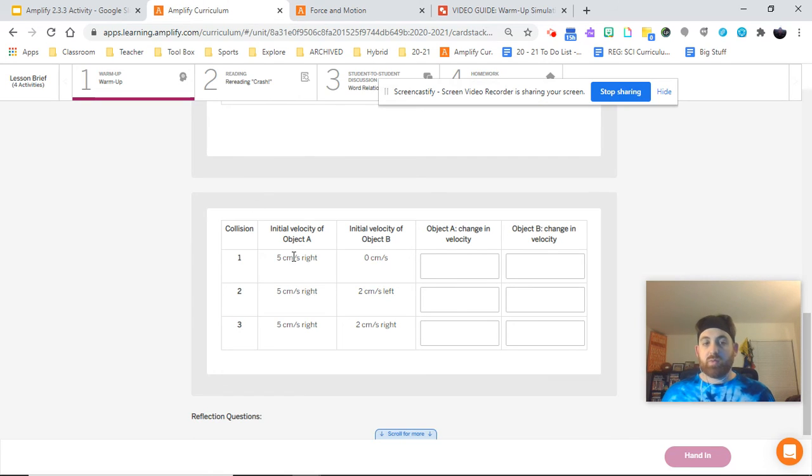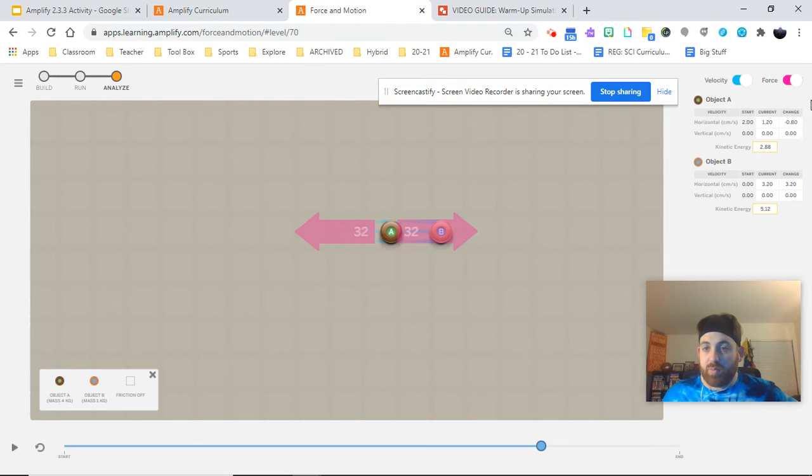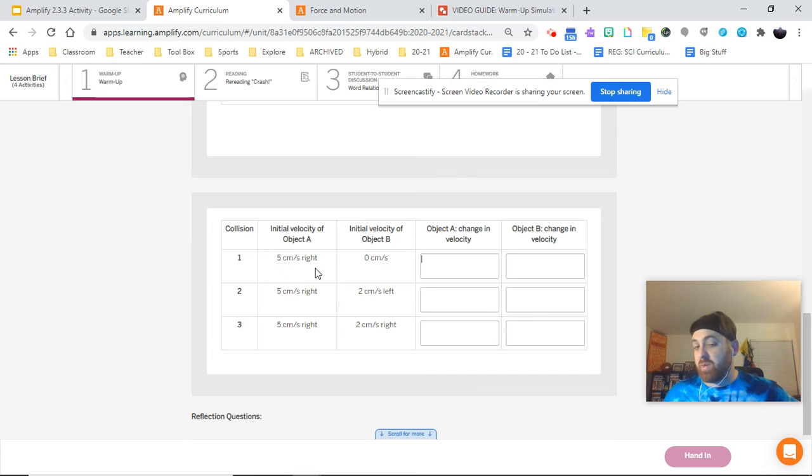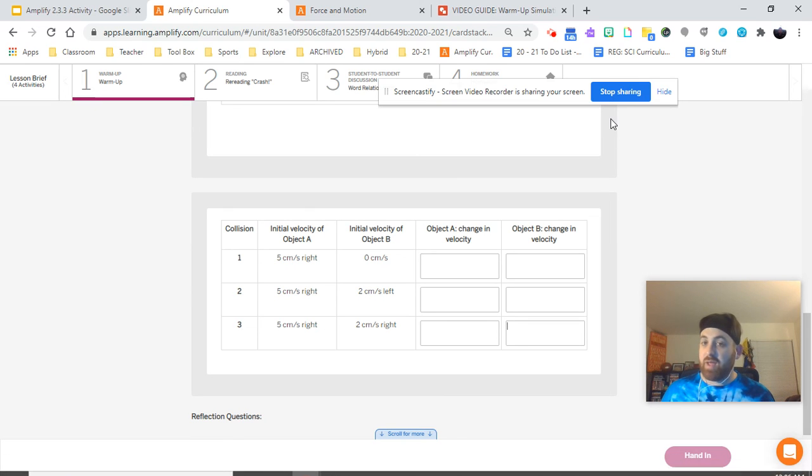So if that was one of the starting velocities and the initial velocity for B, I would look for the change in velocity for A in that change column here. So I would have put -0.8. Notice my change for object B is 3.2. So if this was 2 centimeters per second to the right, 0 centimeters per second, then this would have been -0.8 centimeters per second, and this would have been 3.2 centimeters per second. Now your job is to go in here, recreate these collisions, find that change in velocity, and take a look at what's happening. When you're done, hit the hand in button, and then you're all set.